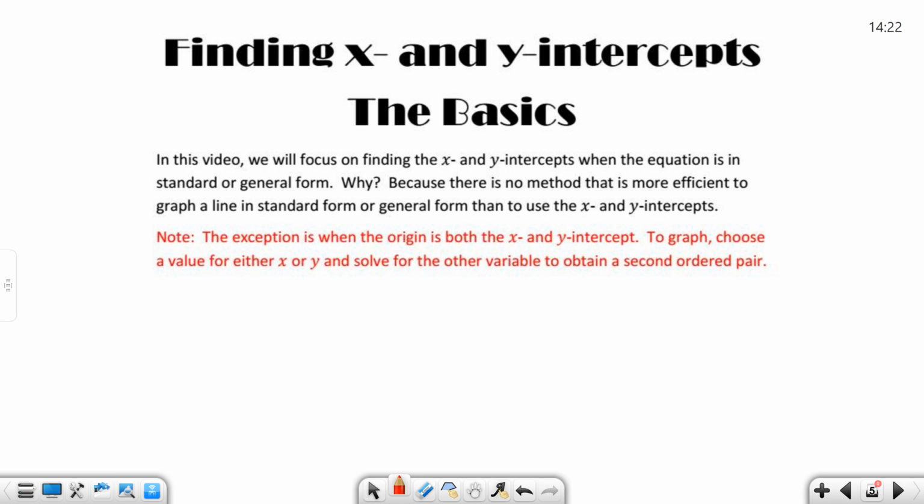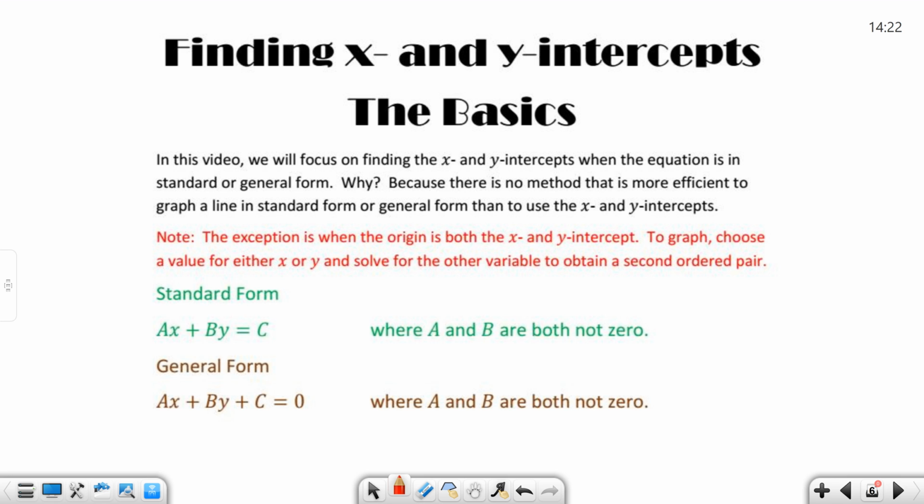And I want you to take a note of this. There's one exception, and that's when both the X and Y-intercepts are the origin. They're both 0, 0. That's 1 point. You can't graph a line from 1 point. So to graph that line, if the origin was the intercept for both the X and Y axis, then you choose a value for either X or Y and then solve for the other one. So if I let X be 1, solve for Y, or let Y be 7 and solve for X, whatever you want to do, okay? So that you can obtain a second ordered pair besides just the origin.